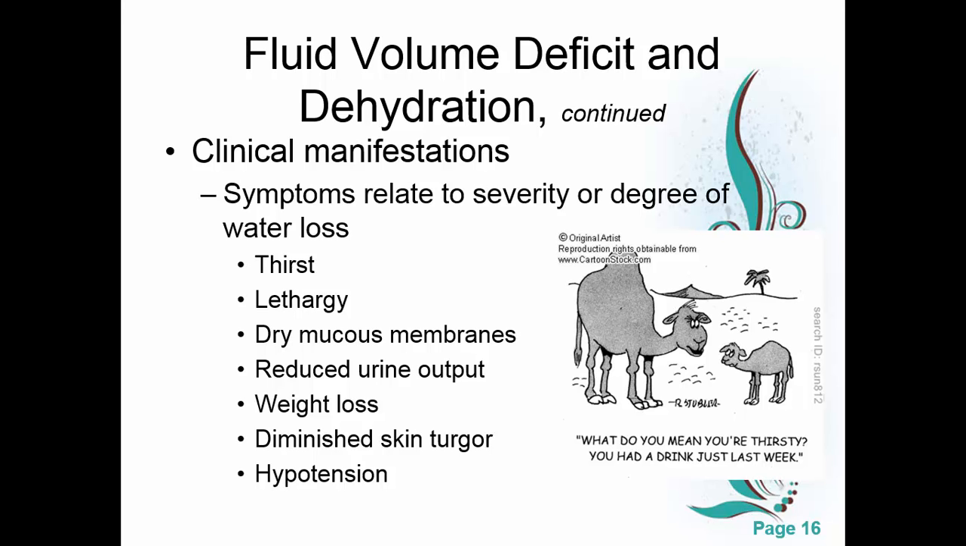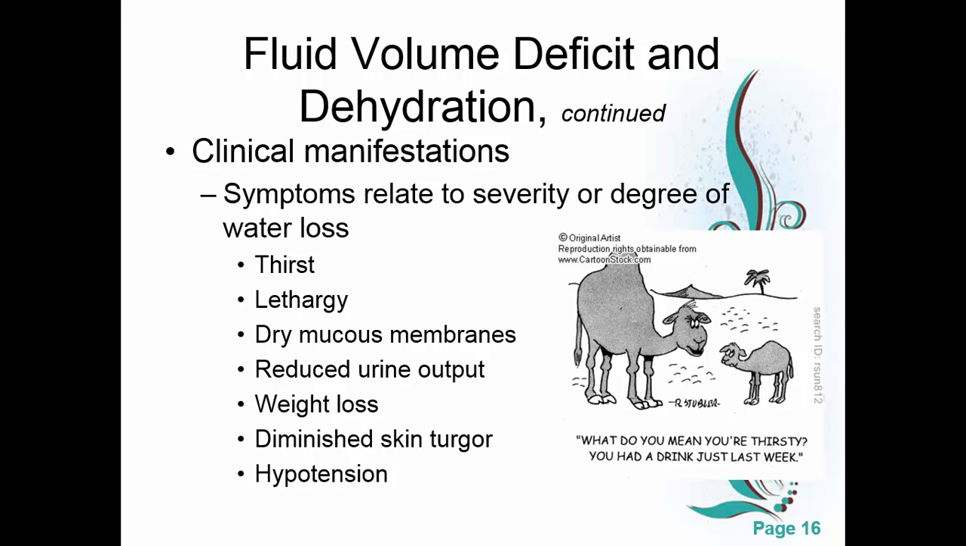Clinical manifestations. Symptoms relate to the severity and degree of water loss. The initial symptom may only be thirst, which can progress to lethargy, dry mucous membranes, reduced urine output, and weight loss. So it's important to do daily weights for those at risk, diminished skin turgor, and hypotension.